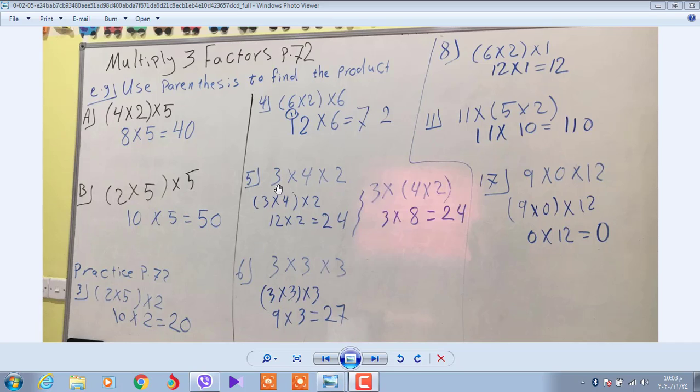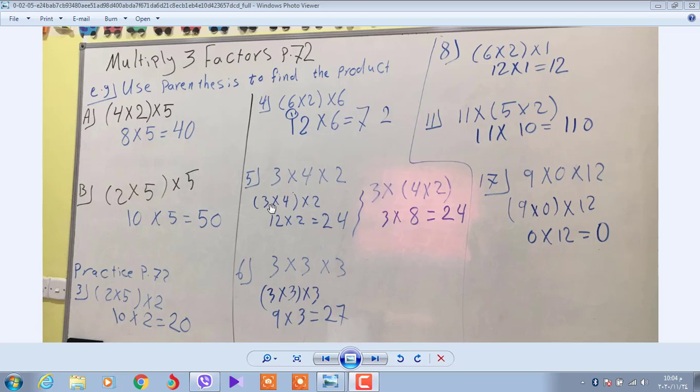In practice 5 we have 3 multiplied by 4 multiplied by 2. I tell you, use parentheses in two different ways, students. First, the first number and the second number in the parenthesis, and the second way we do a parenthesis from the second number and third number.